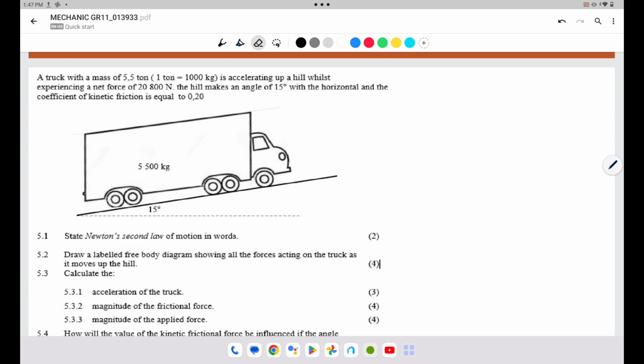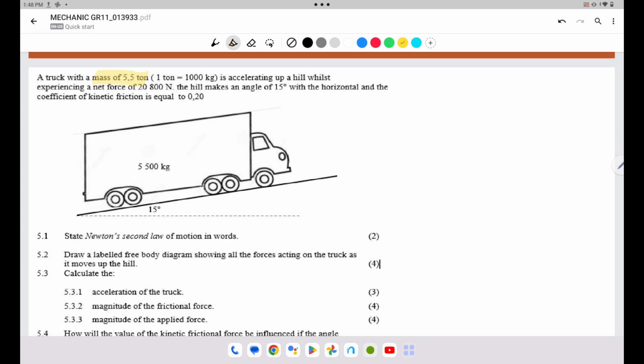So it says a truck with mass 5.5 ton is accelerating up a hill whilst experiencing a net force of 20,800 Newton. The hill makes an angle of 15 degrees with the horizontal, and the coefficient of kinetic friction is equal to that much. And just to highlight important information, we're given the mass of the truck, but the mass of the truck is given in ton.